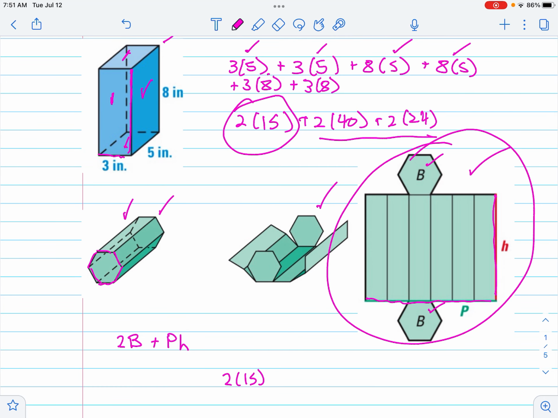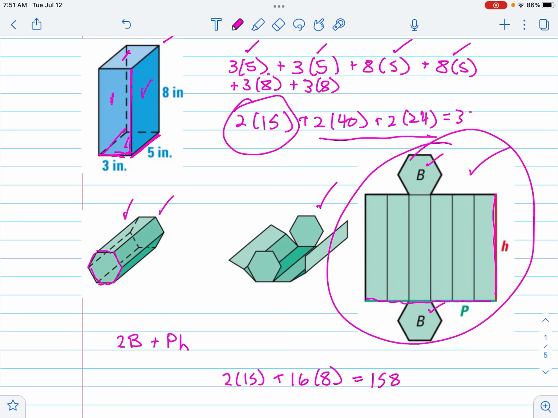And then I take the perimeter, which is 5 and 5, that's 10, 3 and 3 is 6, plus, so that's 16. See, the perimeter of this base times the height. And let's see what we get. We get 158.